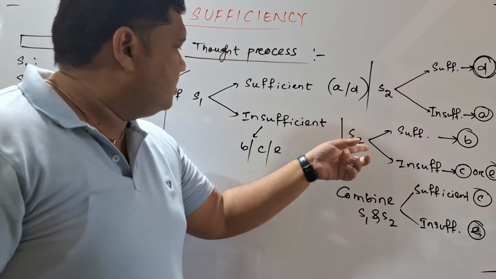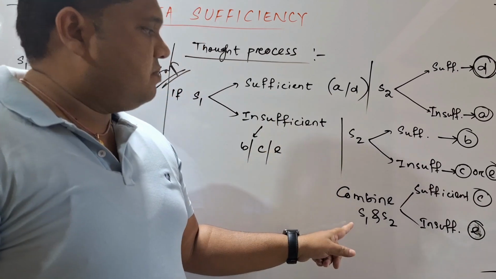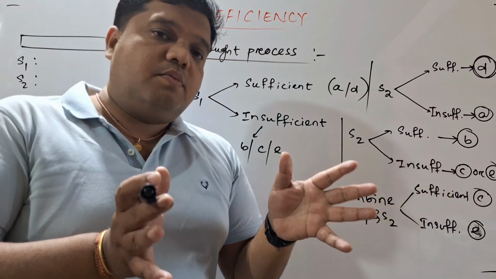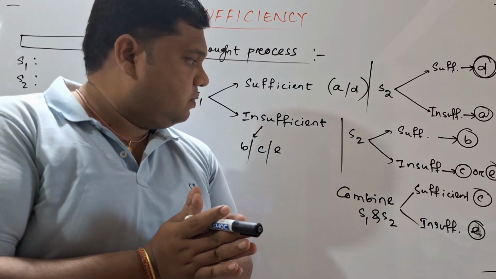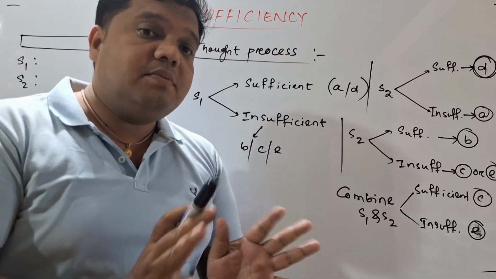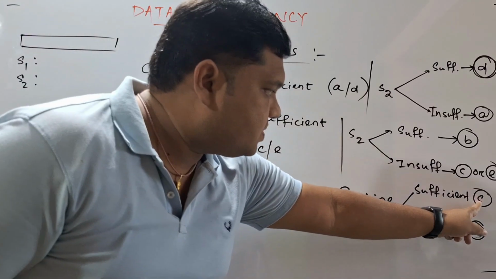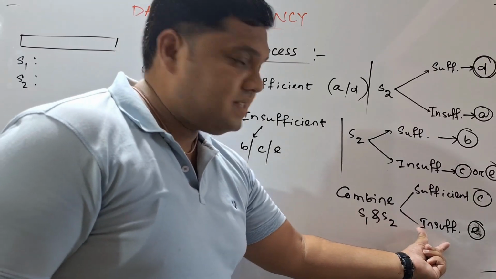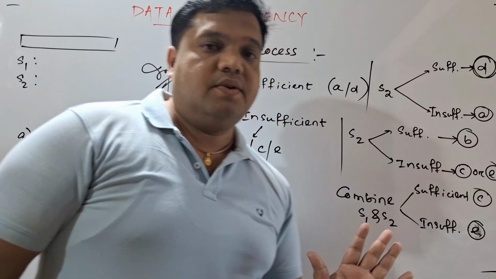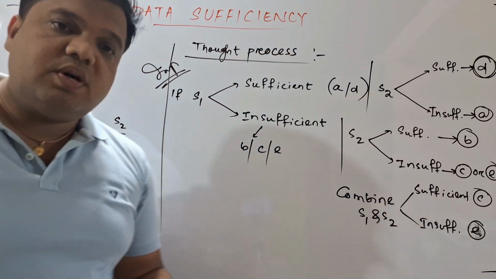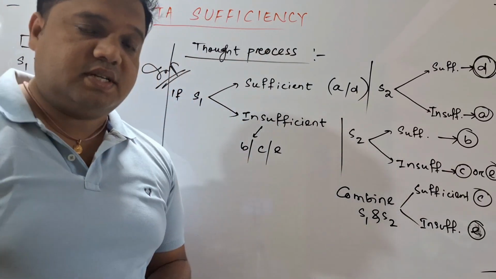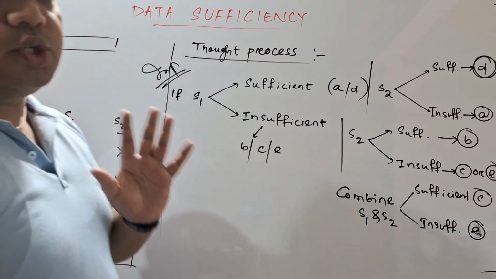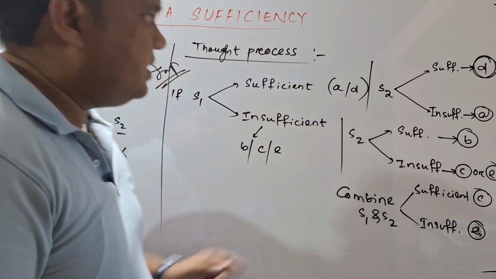So I have to combine both statement 1 and 2. After combination, you have two choices. Either it is sufficient: both statements S1 and S2 together are sufficient, but individually neither statement alone is sufficient, so option C is correct. Or if after combination it is insufficient, my answer is option E. Together they are not sufficient; individually not sufficient, together also not sufficient. Clear? This is the flow, this is the thought process that we are going to check in each question. After that I am solving the question. Write it down.